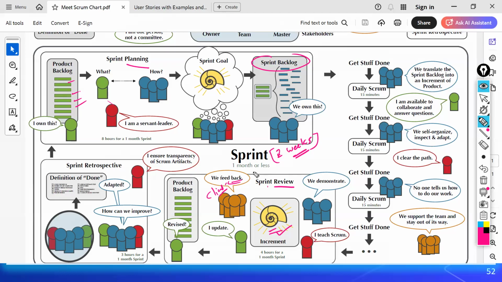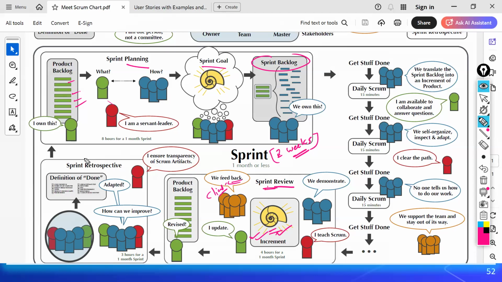You'll take feedback, because you are claiming that we started with this and we have completed this. But whether the client is happy or not, the client will provide that feedback about each of the things you have implemented here. That is what we have in this sprint review.